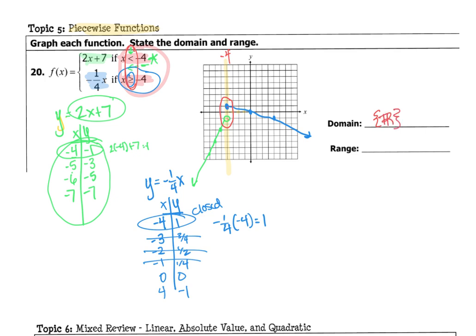Our range: look for a highest or a lowest point, just like we always do. I feel like that's a good way to start. I have a highest point right here, which is 1. Now I would do my pencil test. I'm going to put my pencil right here and move it downwards. As I move it downwards, am I always touching at least one of those lines?